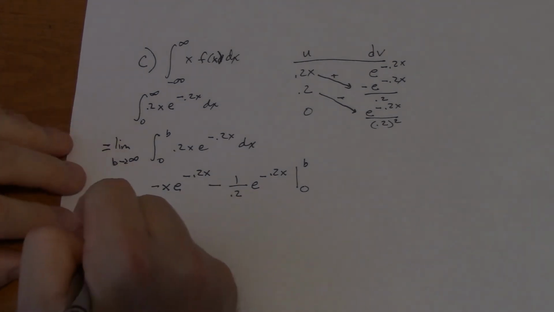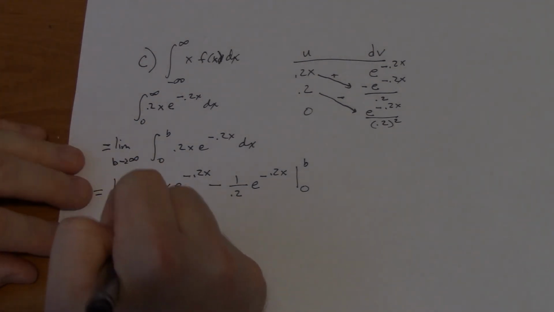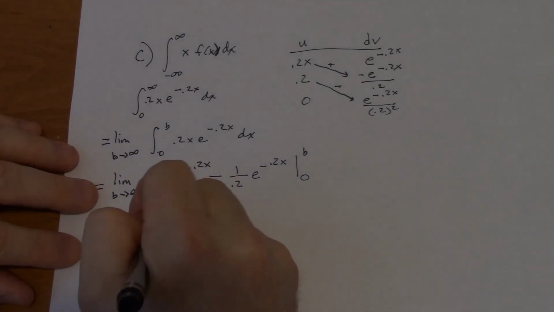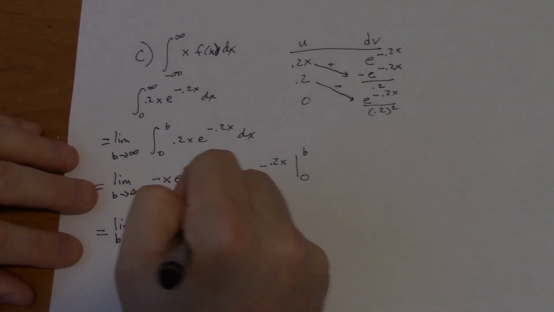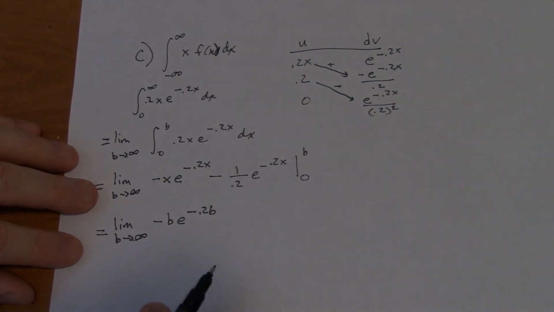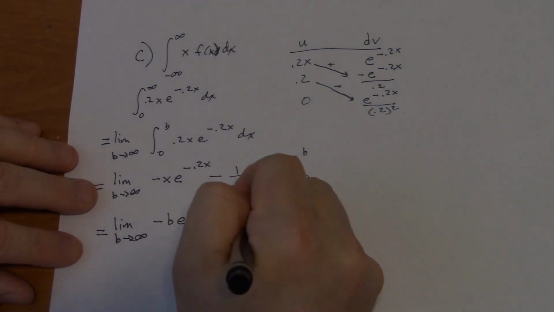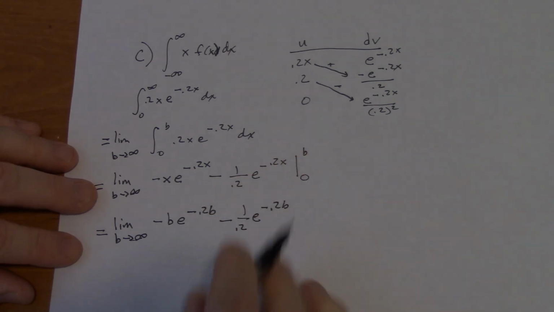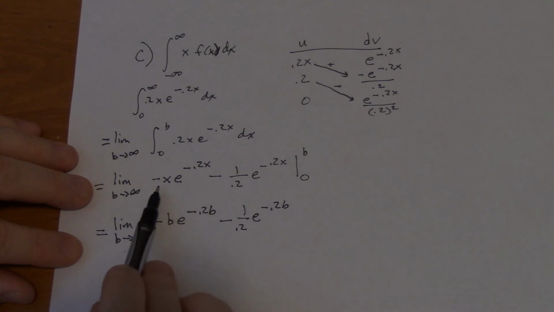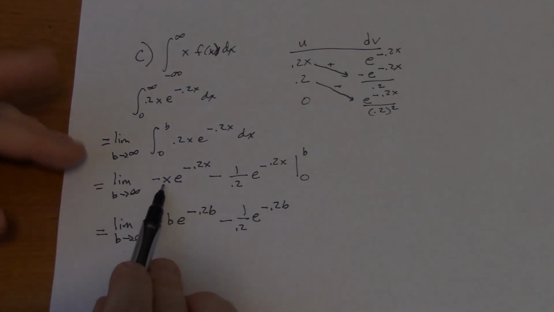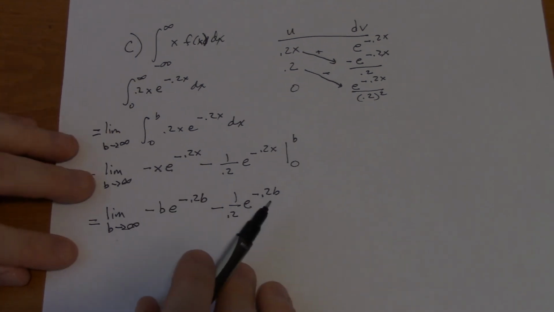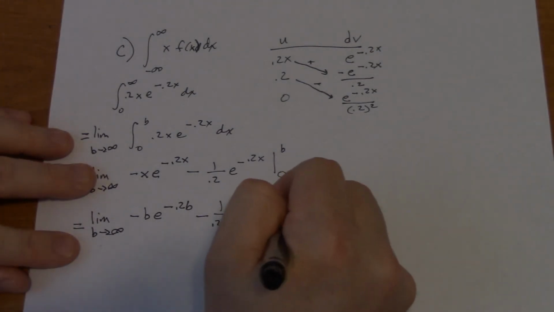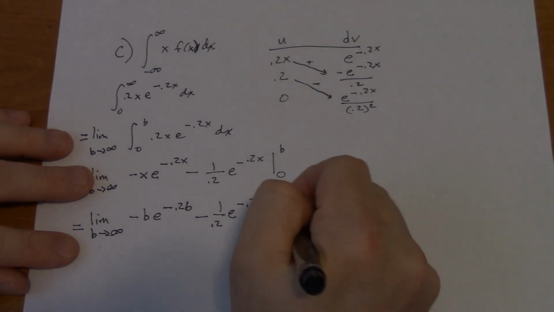Okay, so let's plug the things in, and then we'll evaluate our limit. We'll be done. Alright, so we plug b in, we're going to get negative b e to the negative 0.2b minus 1 over 0.2 e to the negative 0.2b. And when we plug 0 into the x e to the whatever, that's 0 times whatever, right? So that's going to be 0. And when we plug 0 into this one, it's going to end up being plus, because we're subtracting again, 1 over 0.2.